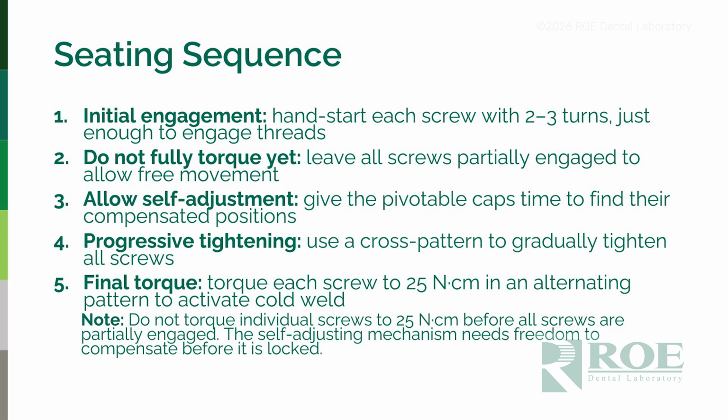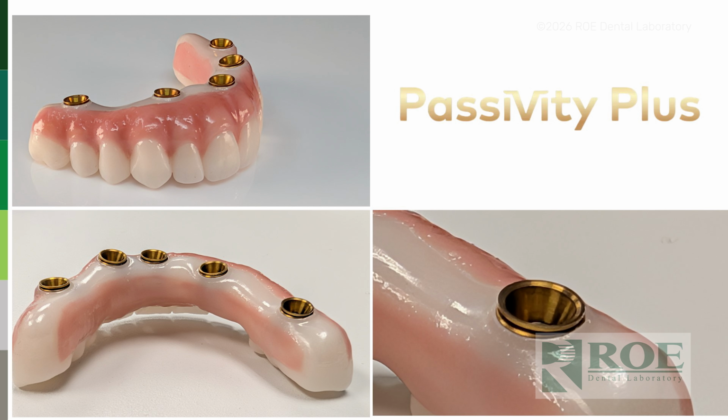There's a certain seating sequence. You've got initial engagement when you go to fit, where it's just the hand turn of 2 to 3 turns probably per screw just to engage the threads in the MUA. And then once that's done, you have to allow that self-adjustment to take effect. And you just go progressive tightening around the arch in a cross pattern just to gently and gradually tighten all the screws until everything is fully seated, and then you're going to torque to 25 Newton centimeters. And that's how you fit it. And this is essentially what it looks like.